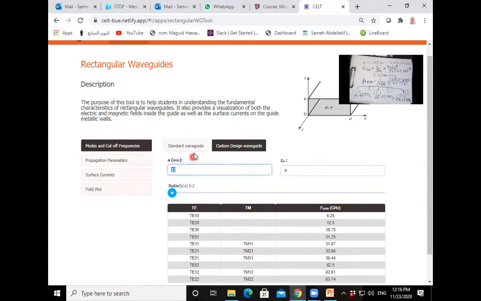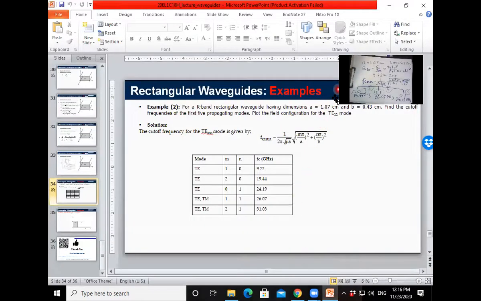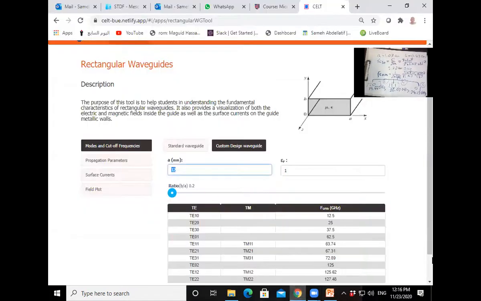So we have here A and B. I'm sorry, I will take epsilon r equal to 1 to make it air, and then I will change A to fit with the one in my example. There's no information about the epsilon r, so epsilon r is 1. So now A is 1.07 centimeter, which is 10.7 millimeter. So simply, I'm going to write here 10.7.